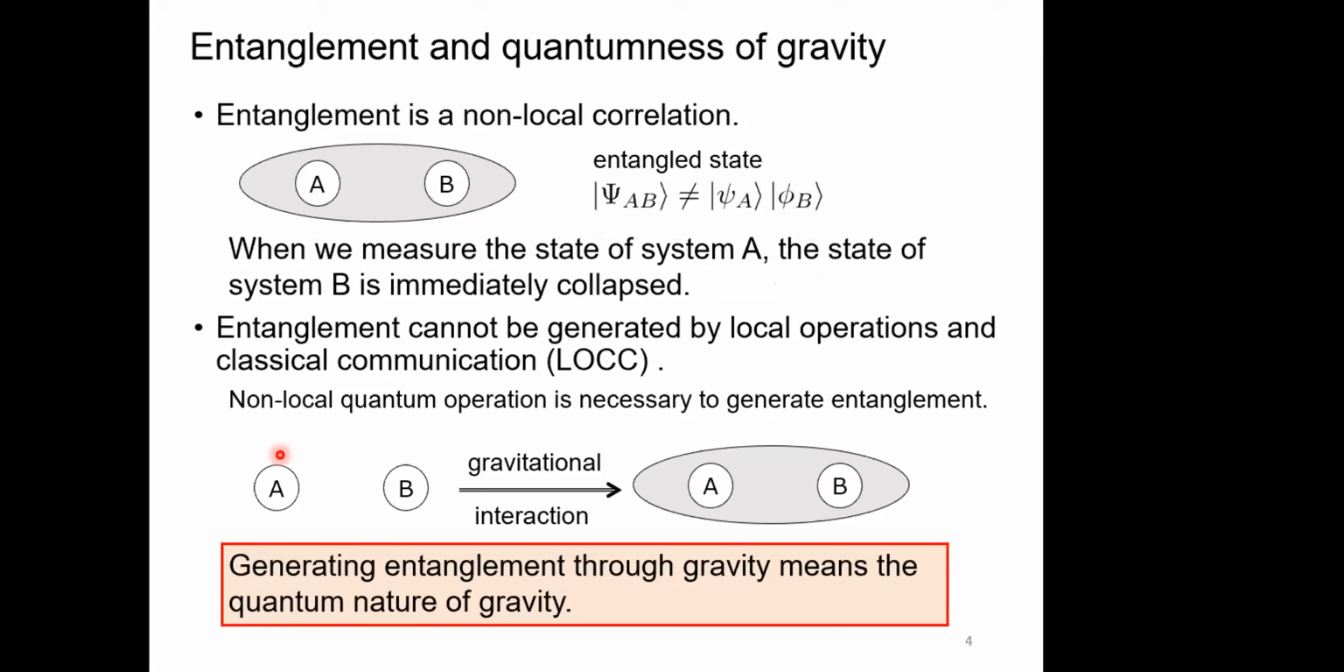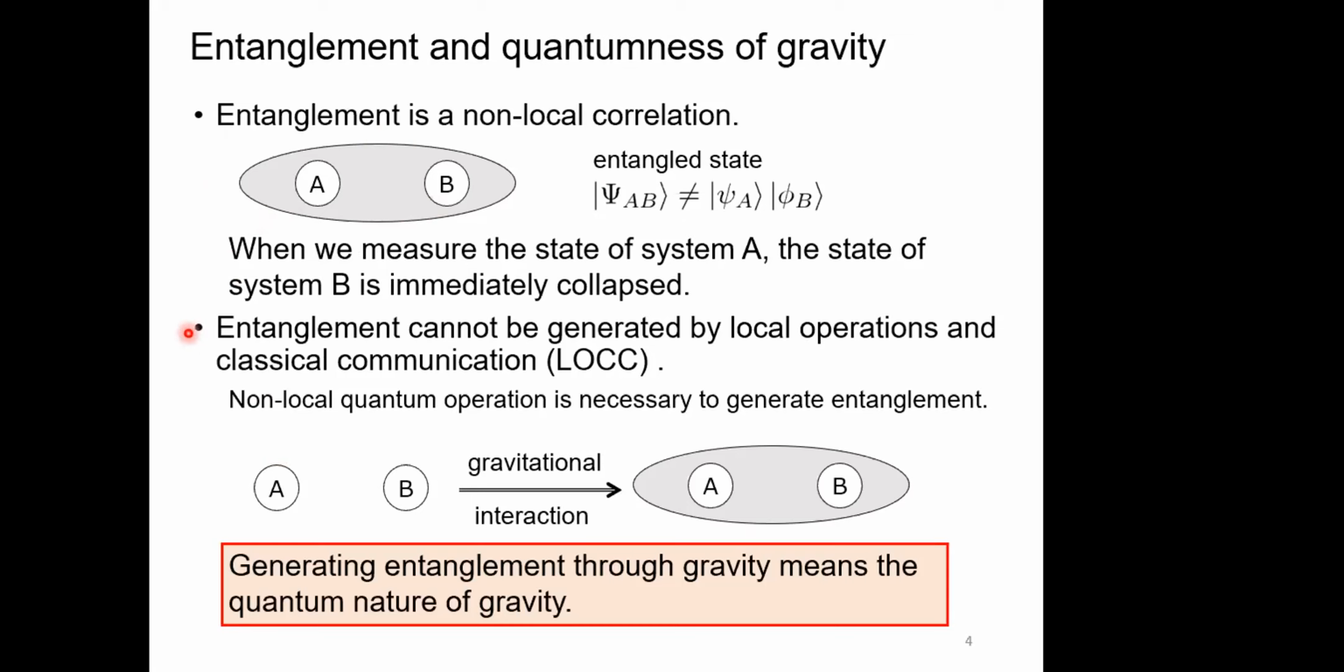The key is entanglement to verify the quantum nature of gravity. Entanglement is a non-local correlation, and an entangled state is written in this form. For example, we consider system A is entangled with system B. Then, when we measure the state of system A, the state of system B is immediately collapsed. This is an interesting feature of entanglement.